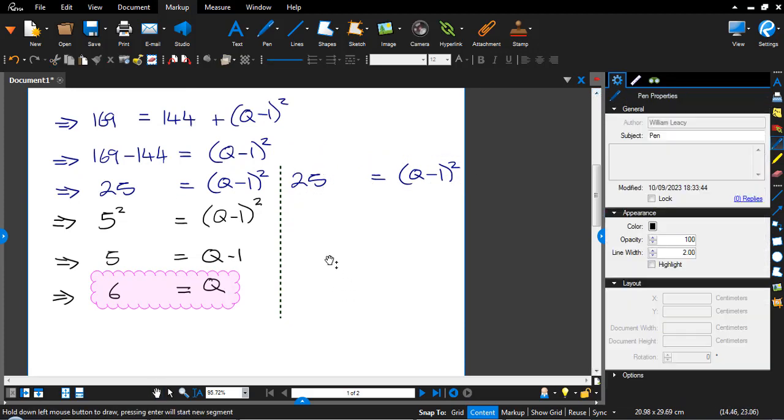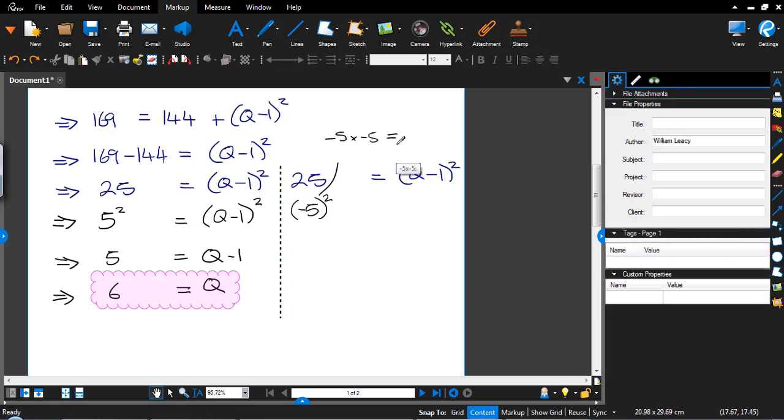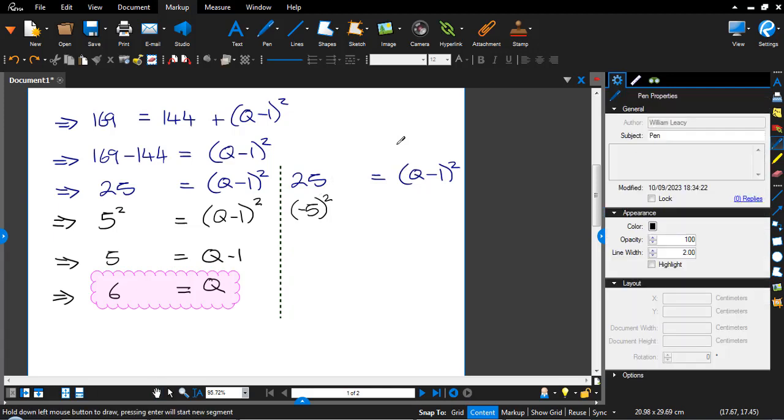Anyway, this can go two ways. What other number squared gives you 25? Well, it's minus 5, isn't it? Because minus 5 multiplied by minus 5 is actually 25. 5 times 5 is 25, and negative times negative is a positive, remember? So that's just a little explanation. Cool, so we'll carry on.